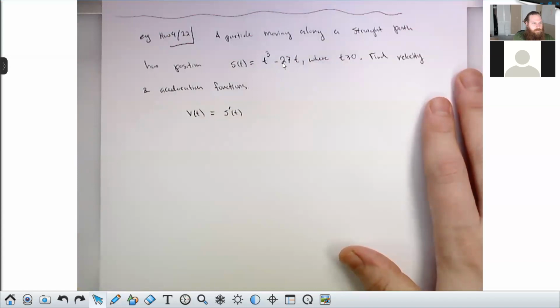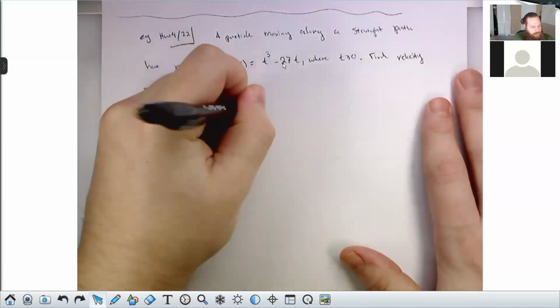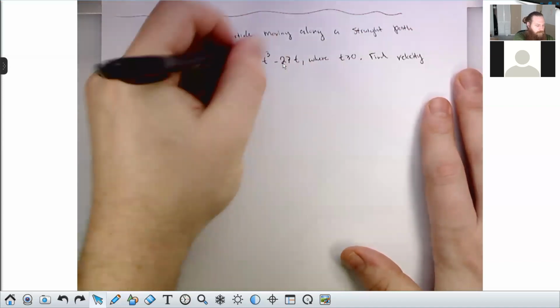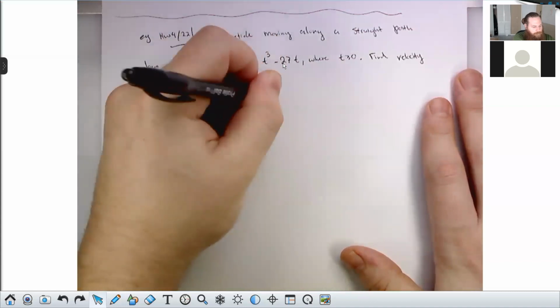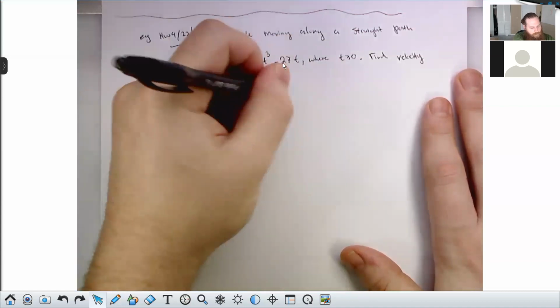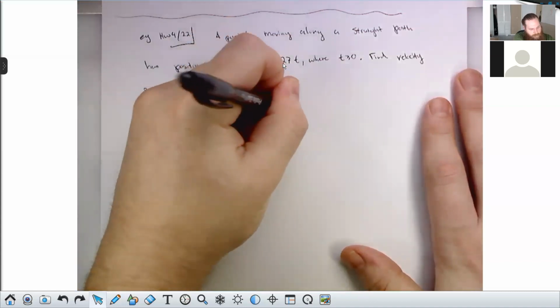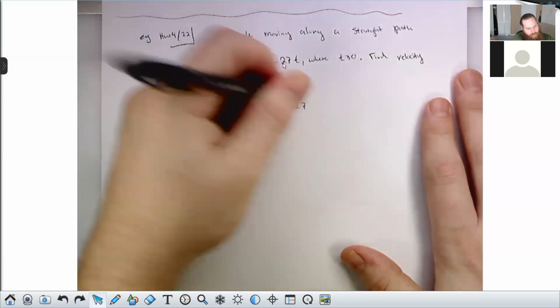Yeah, I can draw the graph here in just a sec, sure. So let's take this derivative. The derivative of t cubed is 3t squared. And the derivative of negative 27t is just minus 27.